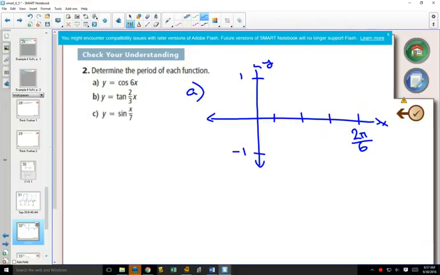When I'm figuring out those 4 sections, I like to find the middle one first, because the middle one is going to be half of this. And what's half of 2 pi over 6? 1 pi over 6. Excellent. And then I like to find the first one next, because it's just going to be half of pi over 6. Half of pi over 6 will be pi over 12.